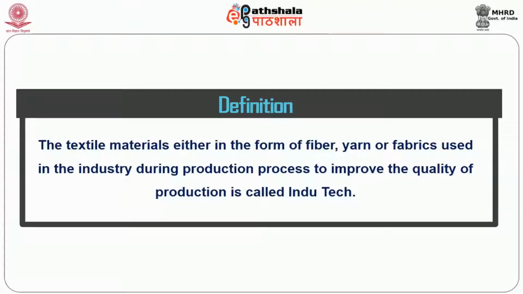Now we shall see the definition of industrial textiles. The textile material, either in the form of fiber, yarn or fabric, used in the industry during the production process to improve the quality of production is called Indutex. It is also known as industrial textiles. We shall see the different products of industrial textiles.